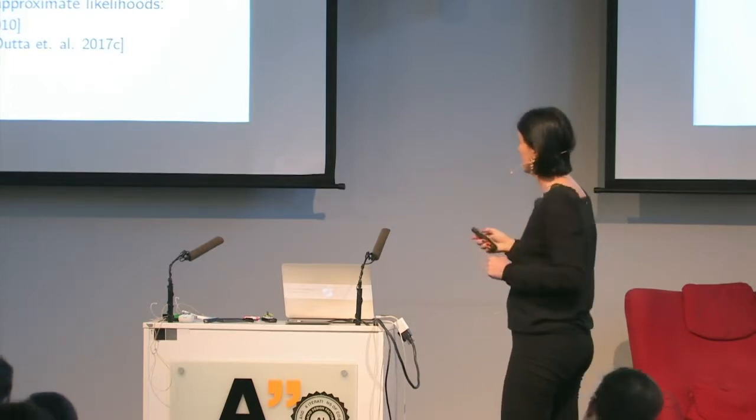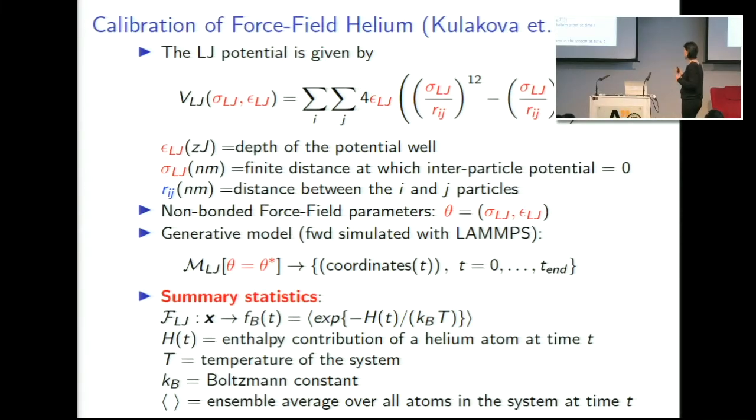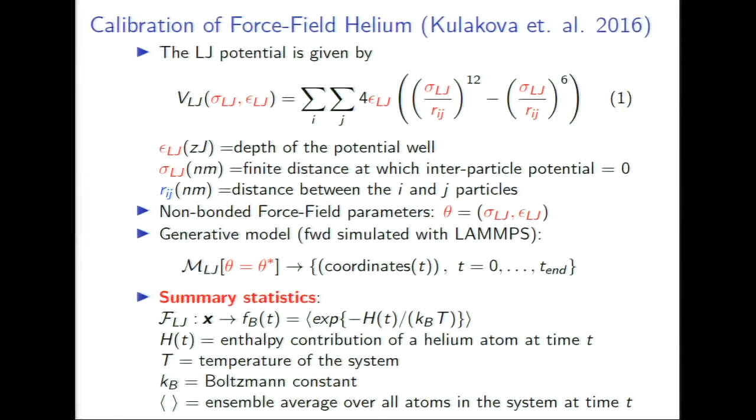Before looking at this specific example, actually two examples. The first example is related to calibration of the force field of helium. This is the usual Lennard-Jones potential, and we take two parameters, epsilon and sigma: the depth of the potential well, and the finite distance at which the interparticle potential is 0. So theta, in the previous slides, now becomes these two parameters.